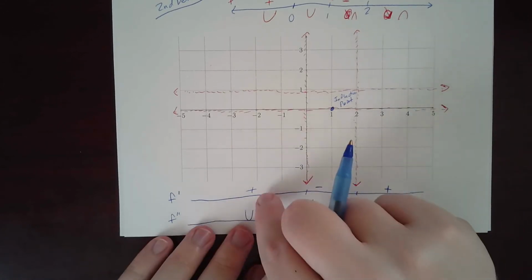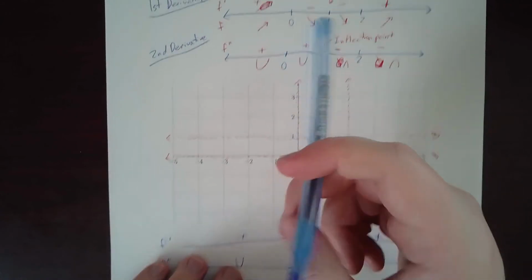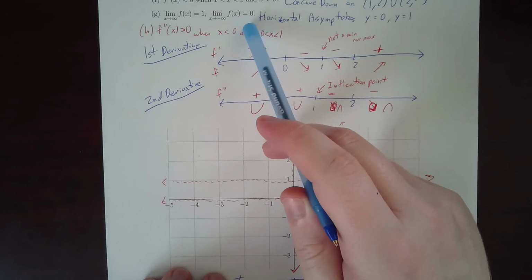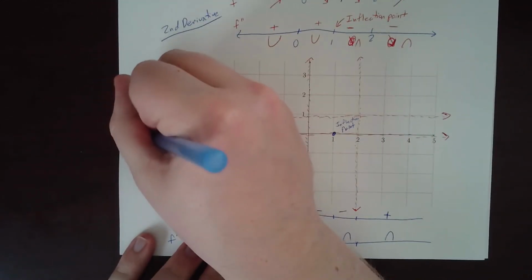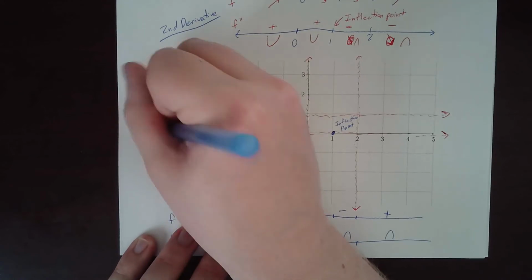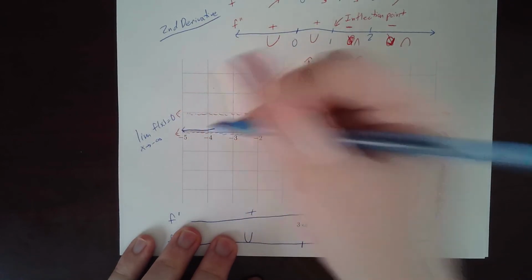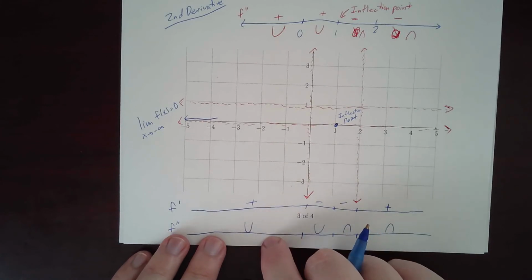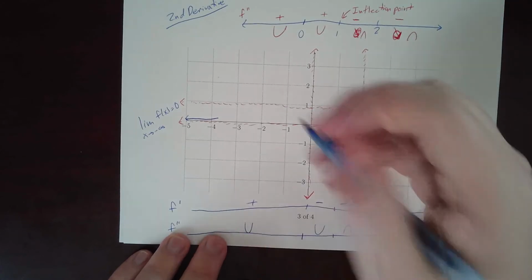So when we're over here, we know that our limit as x approaches negative infinity of the function is 0. So we're going to start as close to 0 as we can. And we know that as we continue on, we are going to be increasing, and we're going to be going toward infinity, and we're going to be concave up.